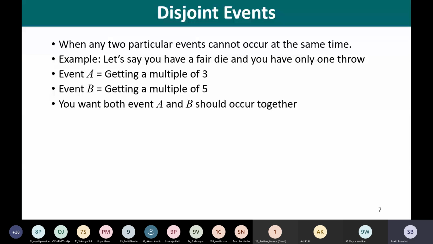And what do we want? We want to have a multiple of 3 and a multiple of 5. That should be our outcome of the throw of a fair die, and we are allowed to throw the die only once. So is it possible that we can have both the events A and B occurring together? Yes?